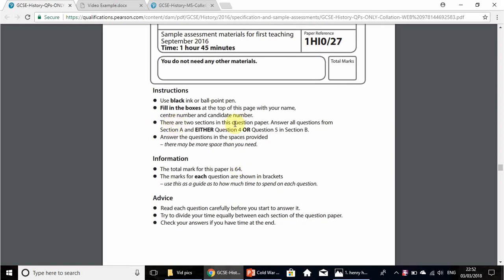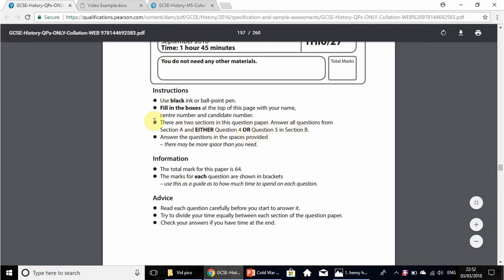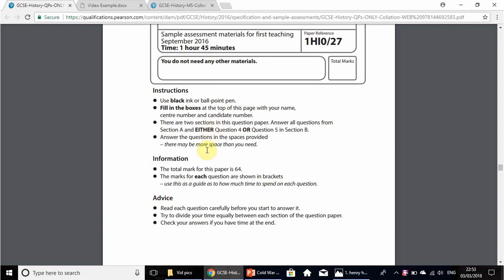There are 2 sections in this question paper. Answer all questions from section A and either question 4 or 5 from question B. So for the one that we're going to do, you're answering all of the questions that are in there. Look at this bit too. Answer the questions in the spaces provided. There may be more space than you need. So it's a rough guide to show how much space you're going to need.